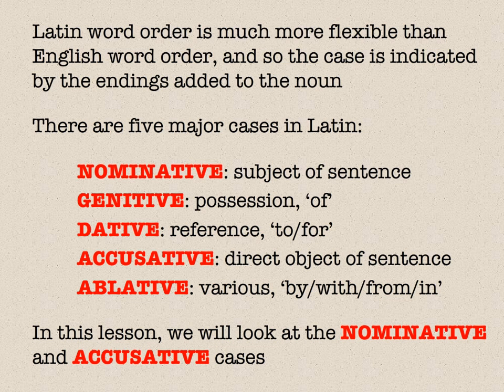It has the nominative case, which is the case that is used for the subject of the sentence. It has the genitive case, which indicates possession, so of something, of mine. The dative, which is reference, to or for. The accusative, which is the direct object of the sentence. And then the ablative, which has a number of various uses. In this lesson, we're going to look very briefly at the nominative and the accusative cases, and use those to start to form sentences in class.